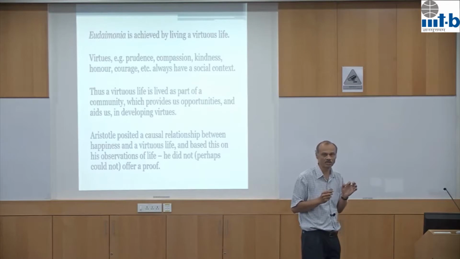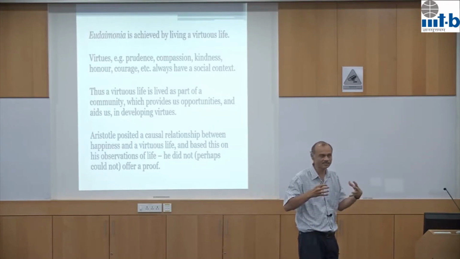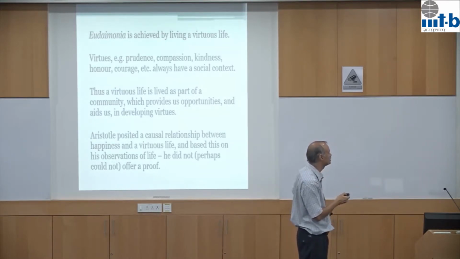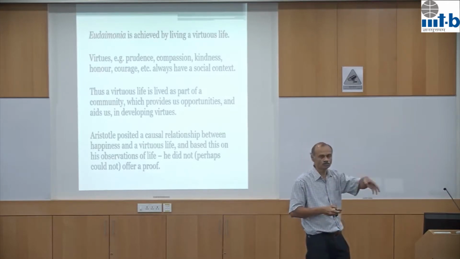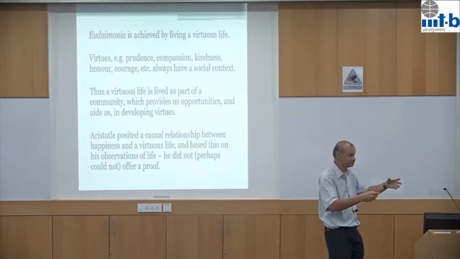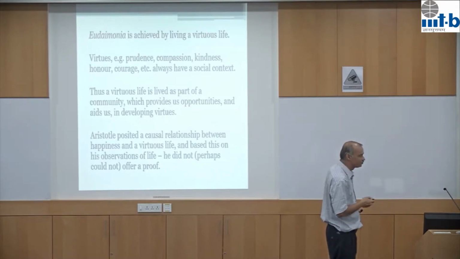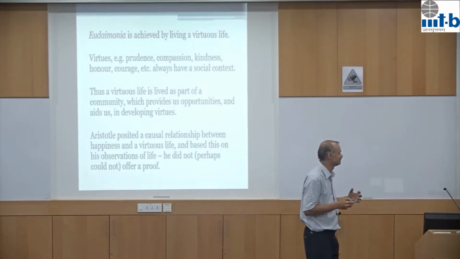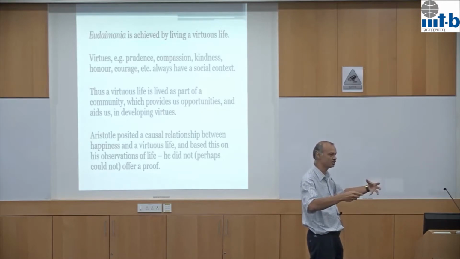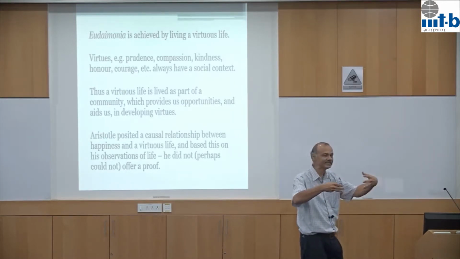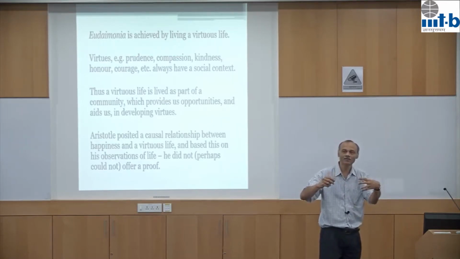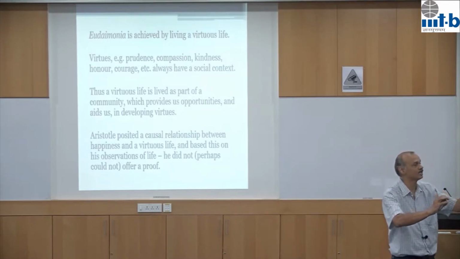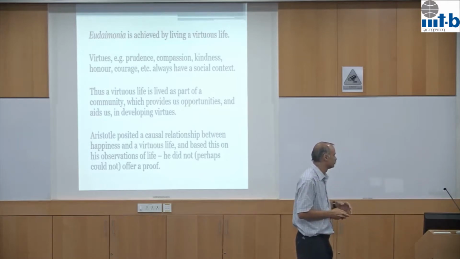Virtues have a social context. One doesn't acquire or exhibit virtues in isolation. There is always a social context. Look at any virtue: prudence, compassion, kindness, honor, courage, truthfulness, whatever. There is a social context. So a virtuous life is lived in the context of a community, right? And the community provides us opportunities and aids us in leading a virtuous life. Therefore, being part of a community is essential to leading a virtuous life and therefore to achieving eudaimonia or happiness. Okay?